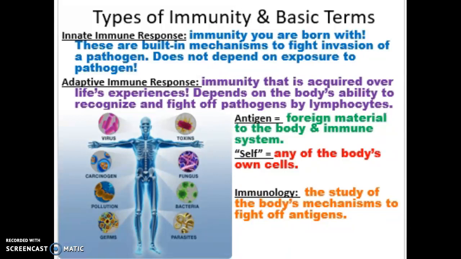The adaptive immune response, on the other hand, is immunity that is acquired over your life's experiences. It depends on the body's ability to recognize and fight off pathogens by lymphocytes.